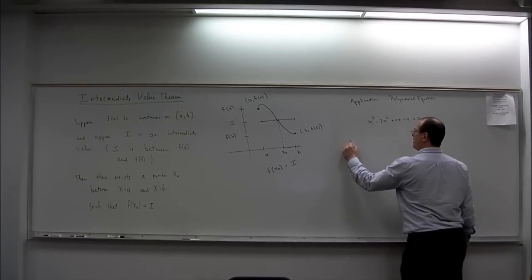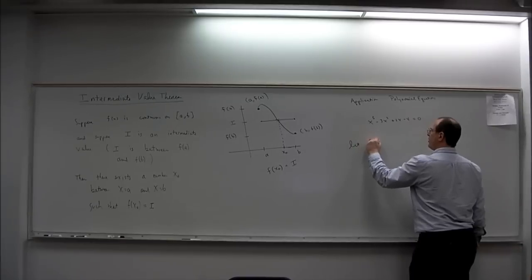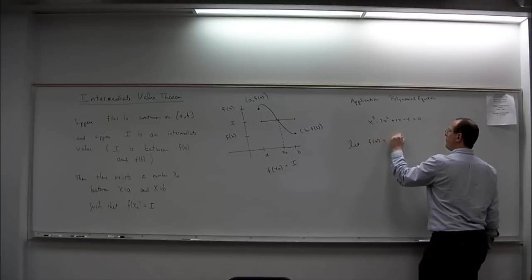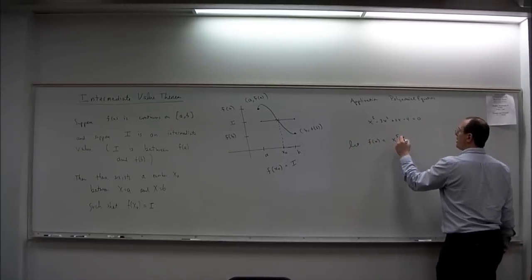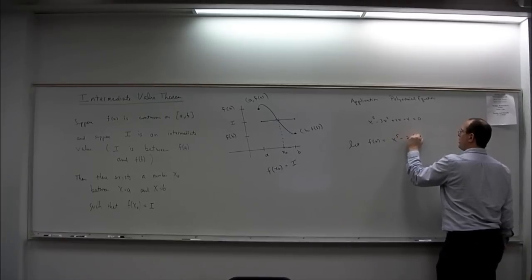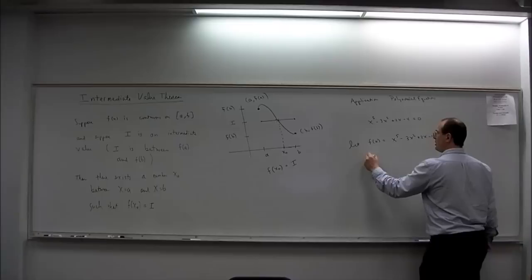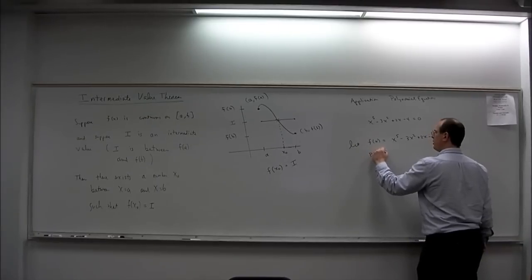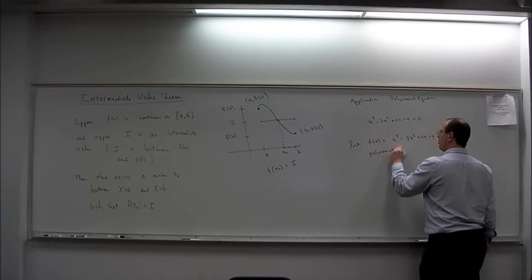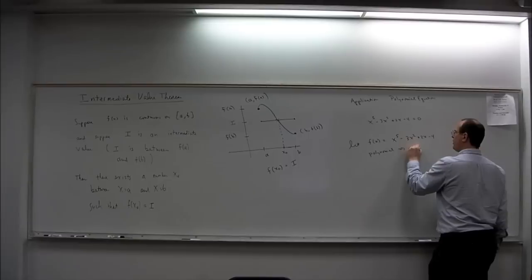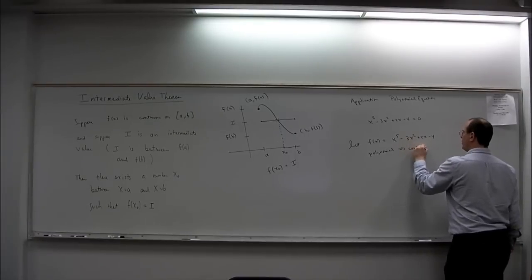So I'm going to begin by saying let f of x equal x to the 5th minus 3x squared plus 2x minus 4. This function is a polynomial, and so that implies that it is continuous on any interval.